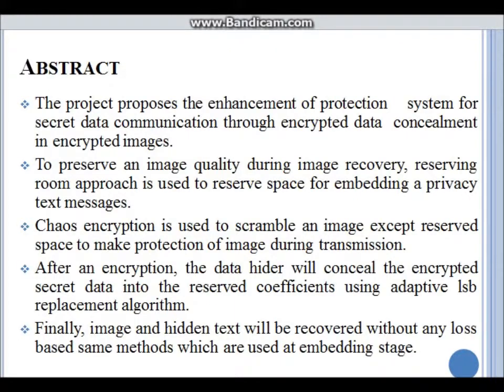Abstract. Our project is about the enhancement of protection system for secret data communication. For preserving the image quality during recovery, reserve room approach is used. Finally, image and the hidden data will be recovered without any loss.